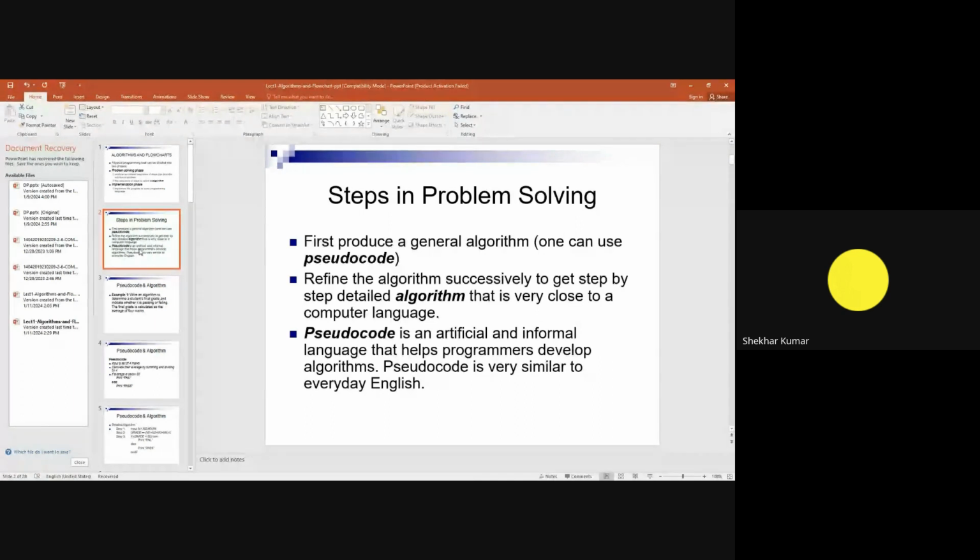Pseudocode is informal language steps. It is an artificial and informal language that helps programmers to develop a particular algorithm. It is similar to your everyday language, everyday English. With the help of this pseudocode, you develop an algorithm.